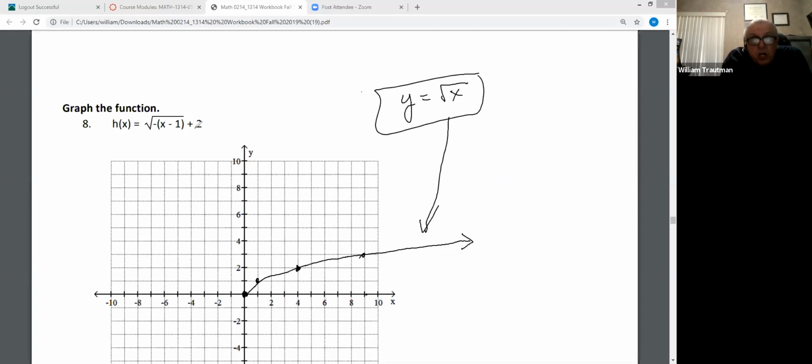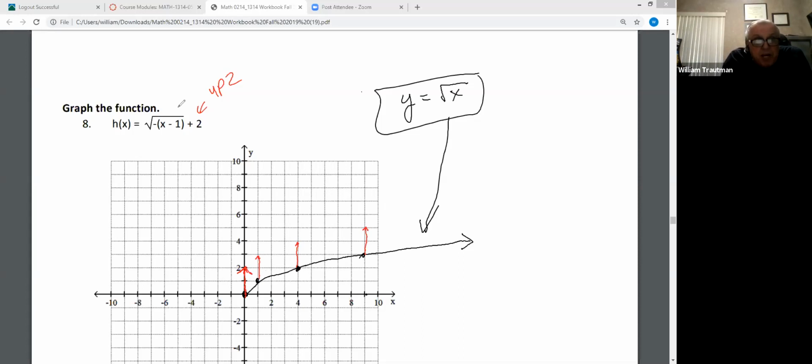All right, so there's a +2 on the outside. That means it's going to go up 2. Each point on this graph is going to go up 2 spots. Each spot that I marked is going to go up 2.